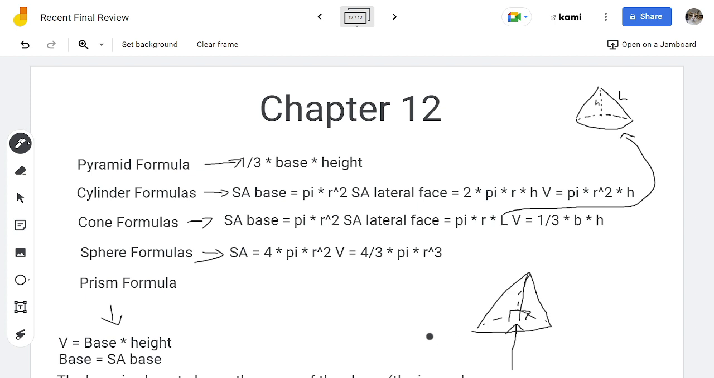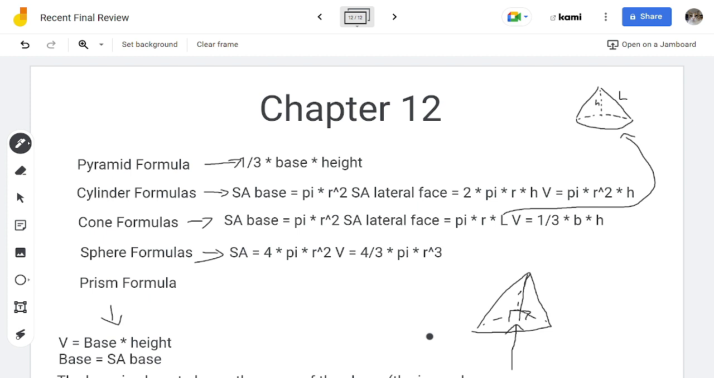You can kind of imagine it like the base times the height. You can imagine it in a triangle or a square, like a Pringles can, kind of, and the pyramid perfectly fits in there. Like the base perfectly fits in there, and you just squish it down. It's going to be 1/3 of the height.